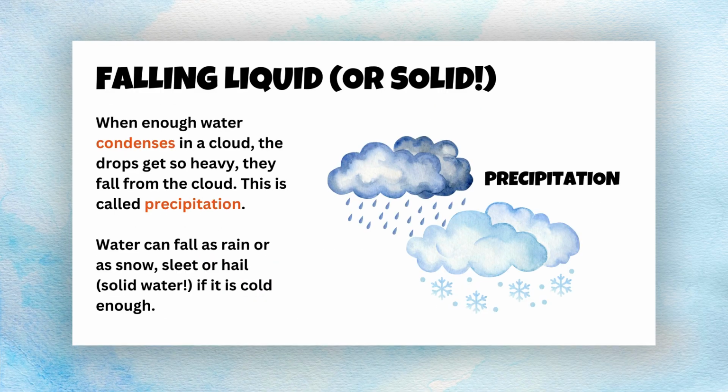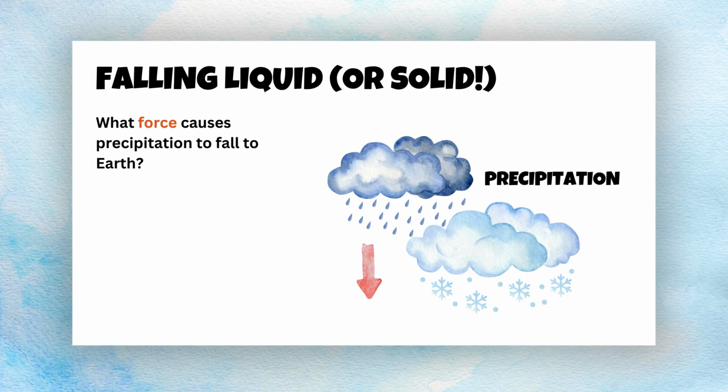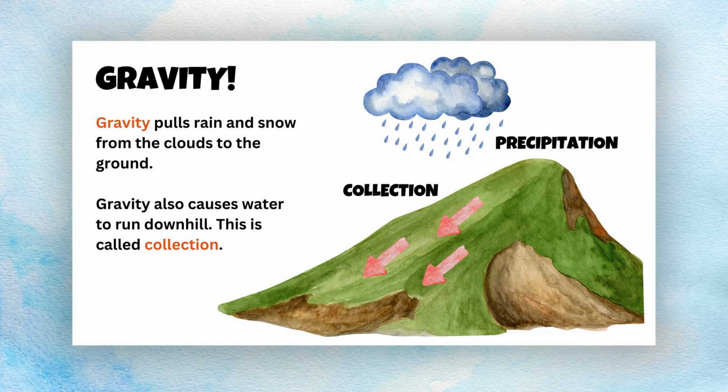When enough water condenses in a cloud, the drops get so heavy, they fall from the cloud. This is called precipitation. Water can fall as rain, or as snow, sleet or hail, solid water, if it is cold enough. What force causes precipitation to fall to Earth? It's gravity. Gravity pulls rain and snow from the clouds to the ground.